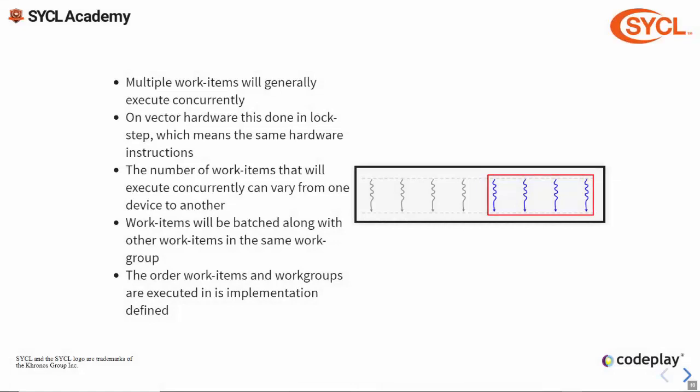Multiple work items in an ND range will generally execute concurrently at any one time. And on vector hardware such as SIMD CPUs and GPUs, this is often in lockstep, which means single instructions spread across a number of work items. The number of work items that execute concurrently will vary from one device to another, and this can also vary depending on the resources used by each work item for the particular kernel. However, work items will be batched with other work items in the same workgroup, allowing for synchronization within a workgroup. But the order in which work items and workgroups are executed is implementation defined.